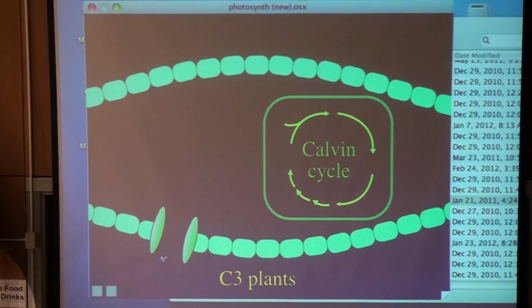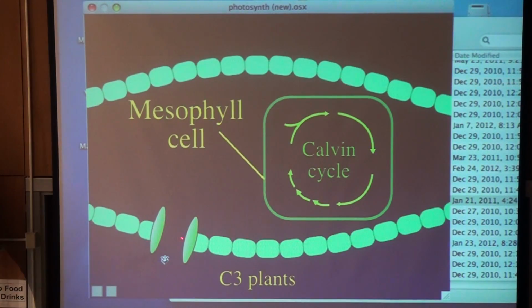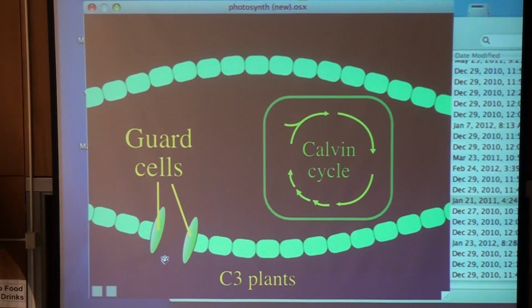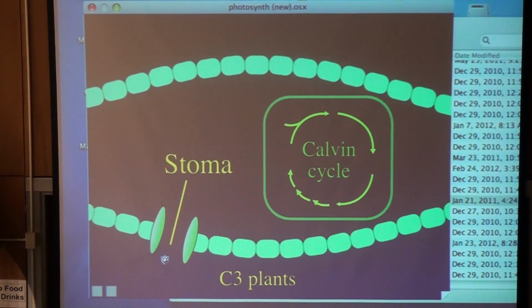Here's a little opening. The stoma is the opening, but what are the cells that can open and close it? Remember that? Guard cells. They can get bigger to shut off the stoma, or they can shrink themselves to open up the stoma.